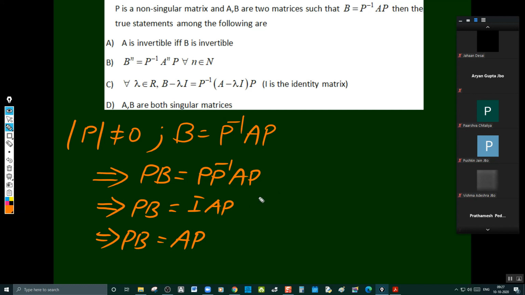Sir, but we have to multiply by B, right? B taken n times. So we will get P inverse AP into P inverse AP. So P into P inverse will be I, and then the power of A will be raised. That's okay. Option B is correct only. Option B is correct only. I'm just checking for A there.